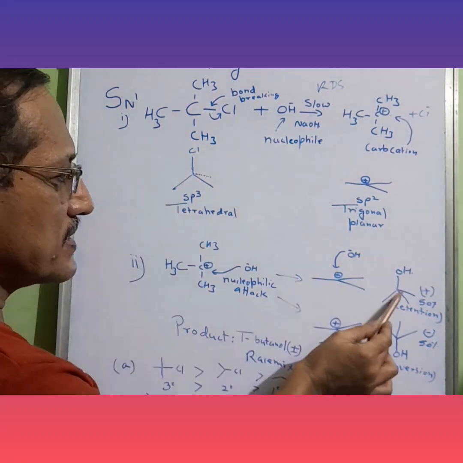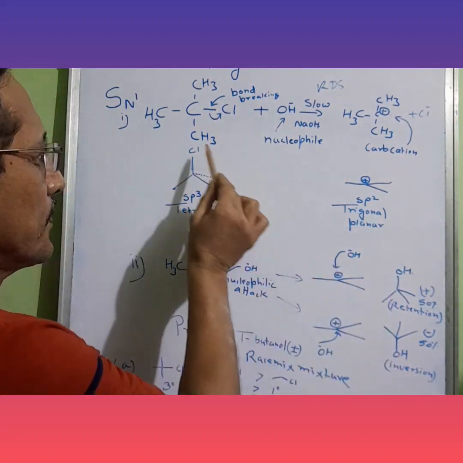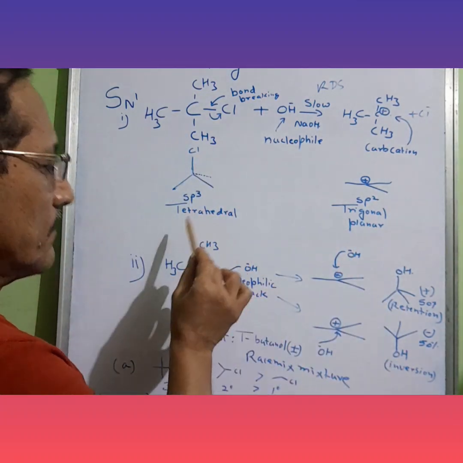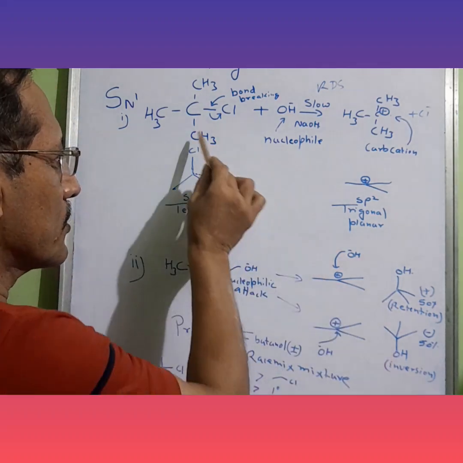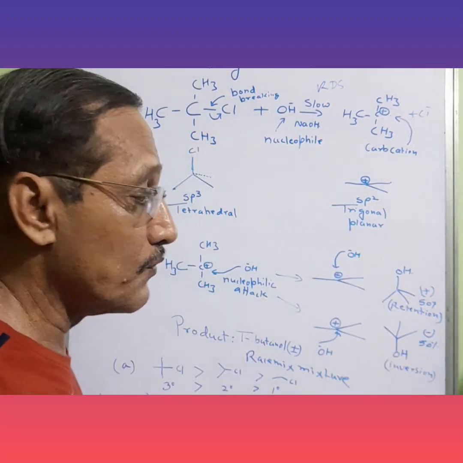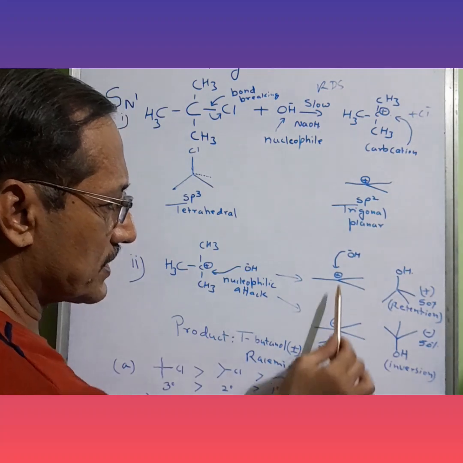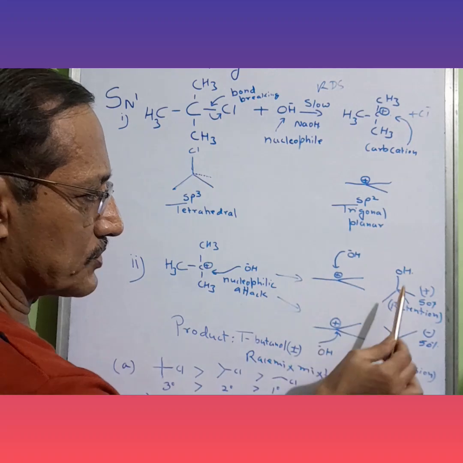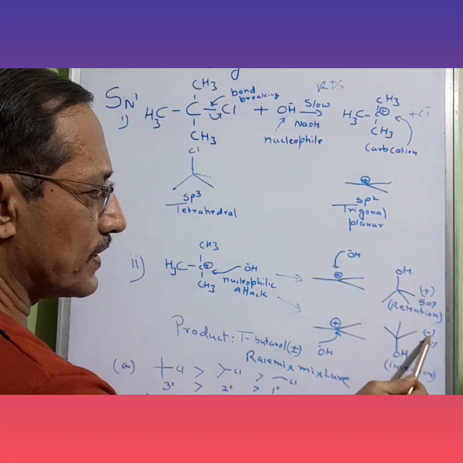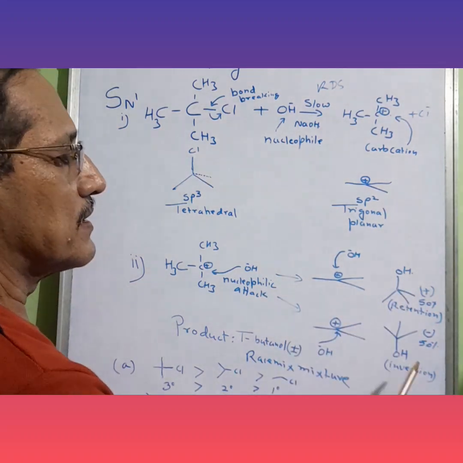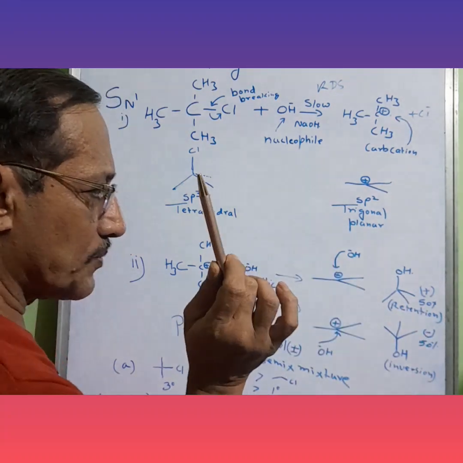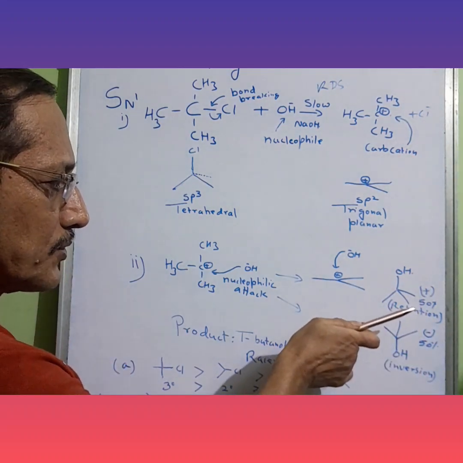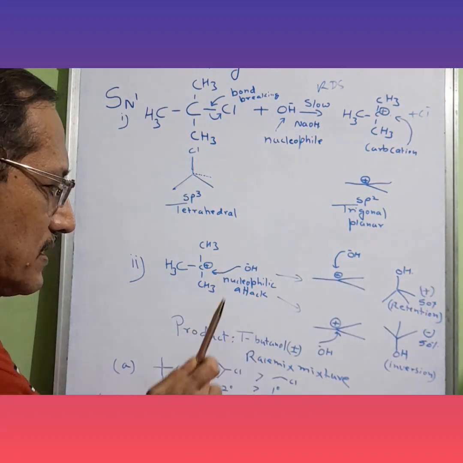When this happens, we call it retention. Why? Because Cl was at the top and OH has also come at the top. Whereas when this happens, we call it inversion. Why? Because Cl was at the top, but OH has come from the bottom, so it is inverted. So this is how I show the planar structure, with attack from bottom and nucleophilic attack from top, getting retention and inversion 50-50%. Now assume that this is the plus isomer and this is the negative isomer, levorotatory and dextrorotatory. You get 50-50%, and that is what we call a racemic mixture.